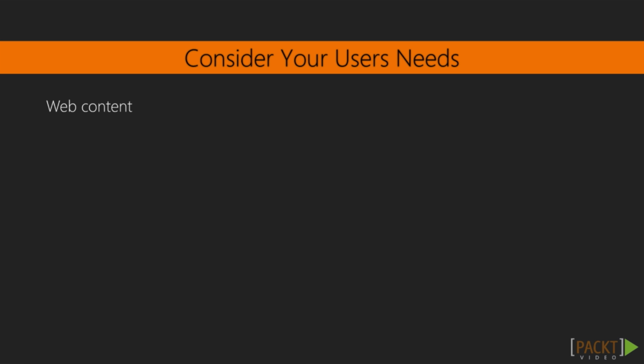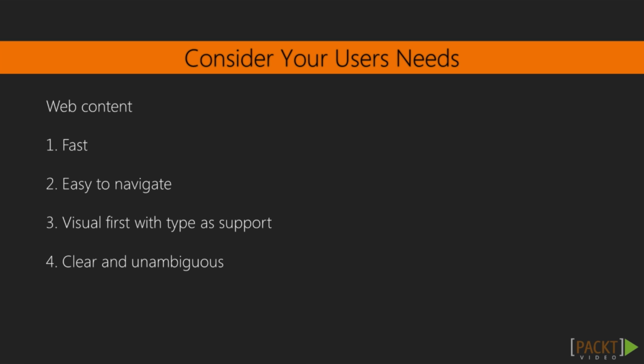When considering the kinds of media you're going to put in front of your user, it is useful to consider their needs. For our website, we can apply some values for what our user wants from our site. One, they want it to be fast, especially if it's on mobile. Two, easy to navigate, the depth of the page, how big it is. Three, we can probably assume that it's visual first with type as context and support. And four, another value should be that it's clear and unambiguous.